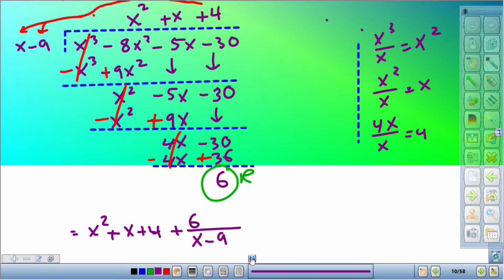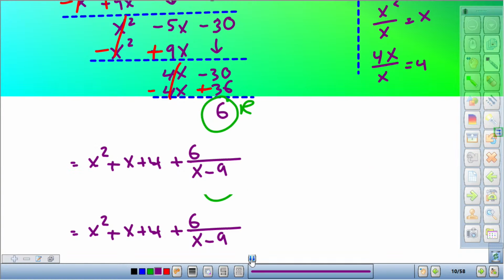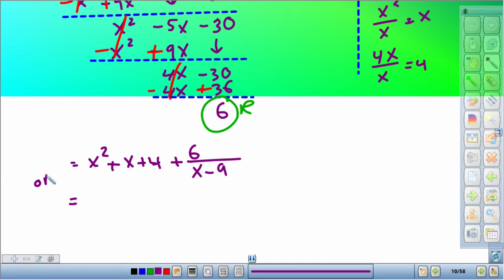Also, in your textbook, you have another way to write this, which is interesting. In your textbook, they have also this. We could say, or, you have x squared in parentheses as a factor, plus x plus 4, times x minus 9, plus the 6. Okay, that's another format to see your answer in.